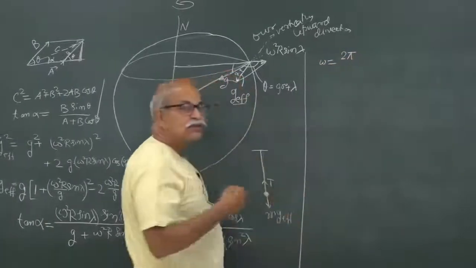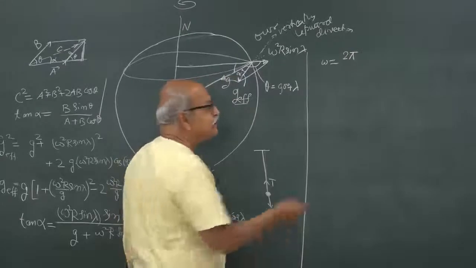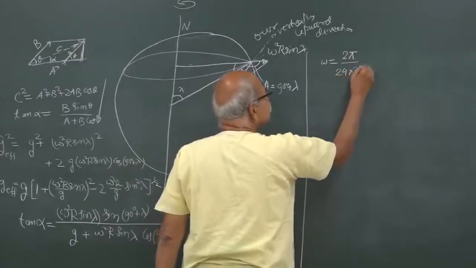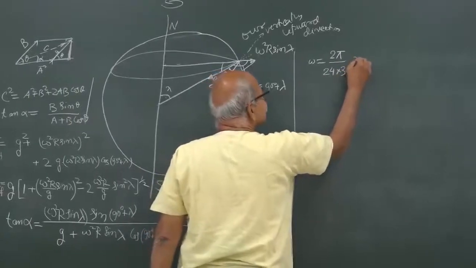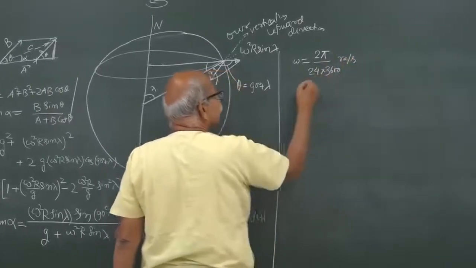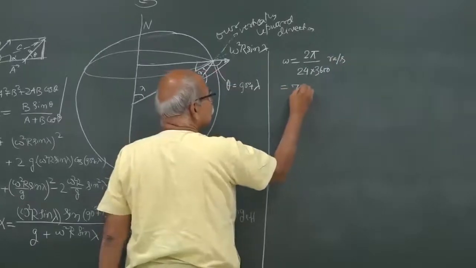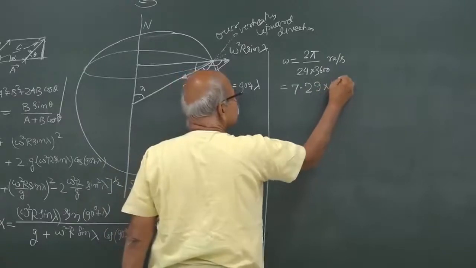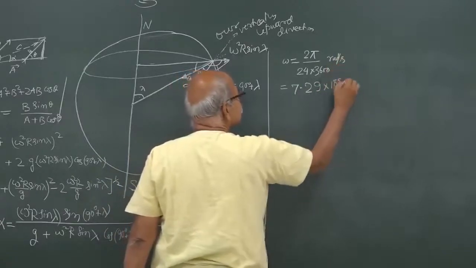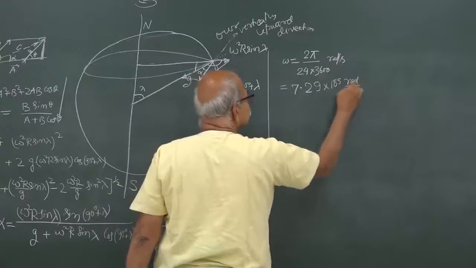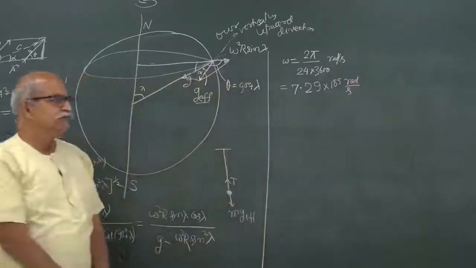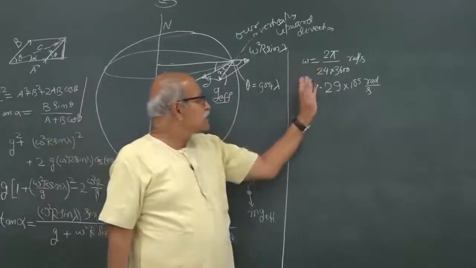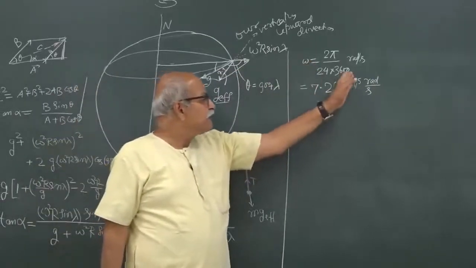Earth rotates by 2 pi radians in 24 hours. So, 24 into 3600 radian per second, and if you work out, this turns out to be around 7.29 into 10 to the power minus 5 radian per second. So, it is a small number. If I am using everything in SI, then this omega is 7.29 into 10 power minus 5.